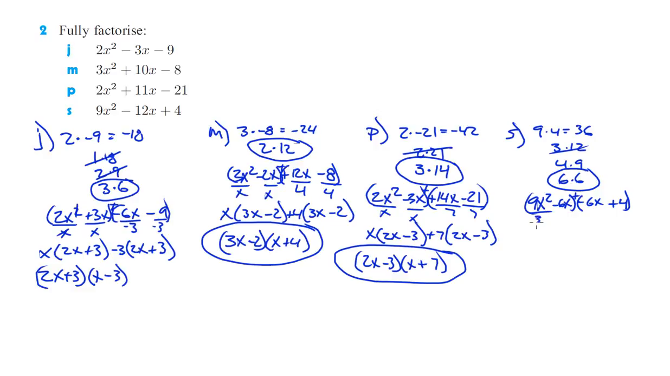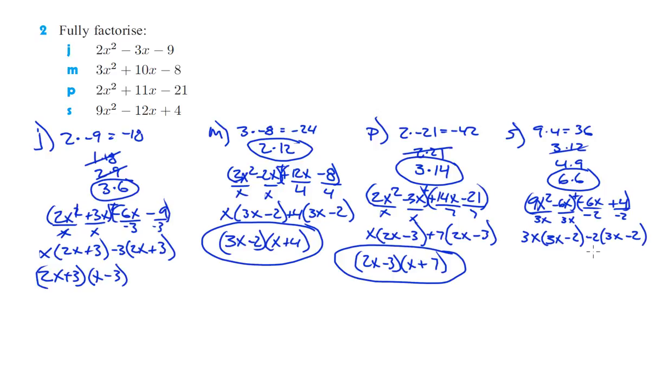These both can get a 3x out of them. So we have 3x times, let's see, that leaves us with 3x, and then negative 6x over 3x is negative 2. And then that's got a negative at the beginning, so we've got to factor a negative out of both of these. And then 6 and 4 both have a common factor of 2. So we get negative 2 times, that's going to be 3x minus 2.